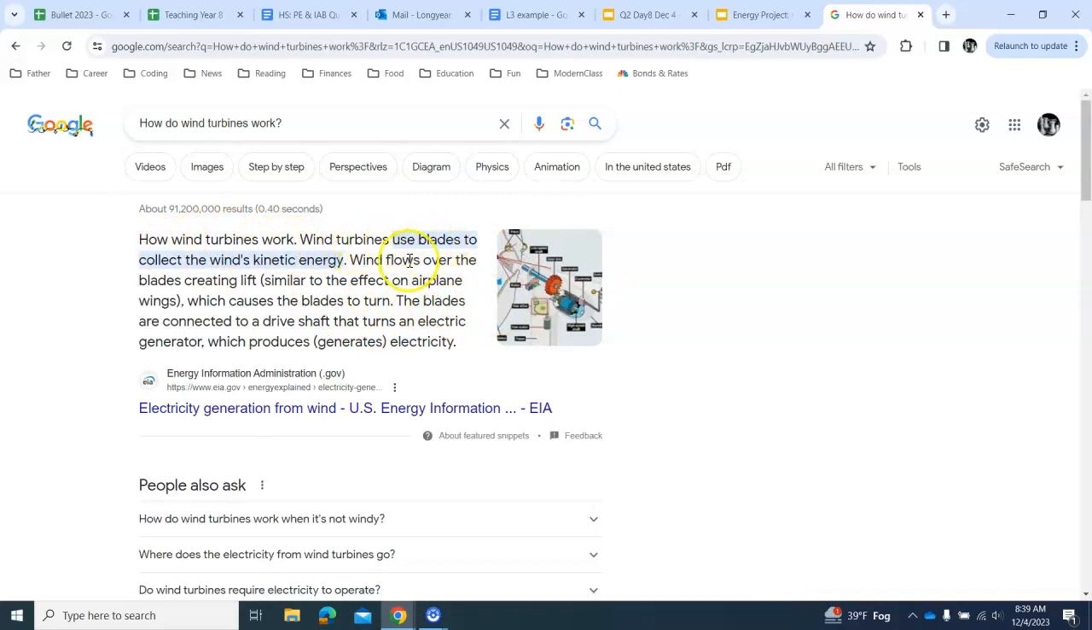How wind turbines work. Wind turbines use blades to collect the wind's kinetic energy. So we might know what that phrase means. That's good. Wind flows over the blades, creating lift, which causes the blades to turn, and the blades are connected to a drive shaft that turns an electric generator, which produces electricity. So there might be some words in there that you don't know. You might not know what a drive shaft is, but you might understand the basic parts where it takes the wind's movement and turns it into electricity.